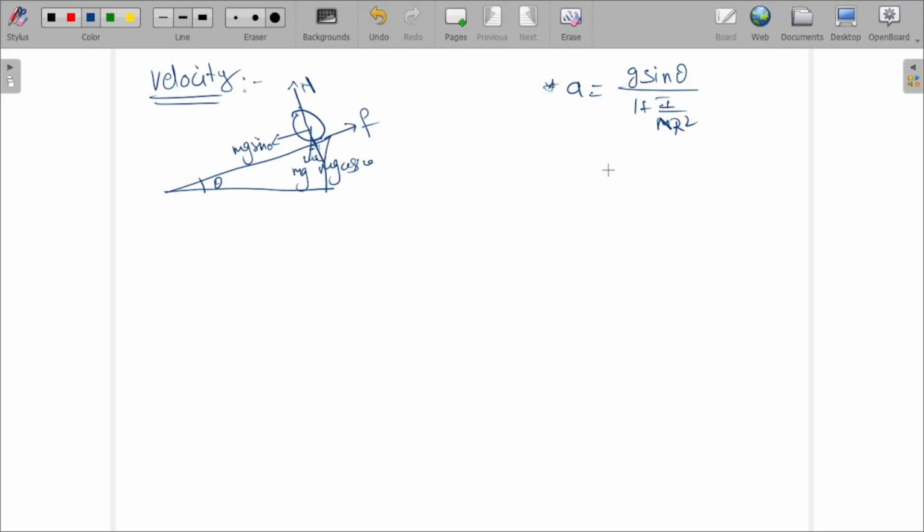And what about the coefficient of friction? F equals mu N. So from this acceleration we find the force, and from that we can find the normal force as well as the coefficient of friction. This is what we discussed in the last class, right? Fine. Now we will find the velocity of it.